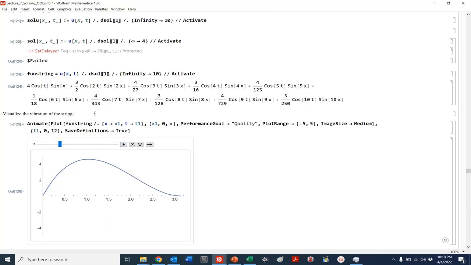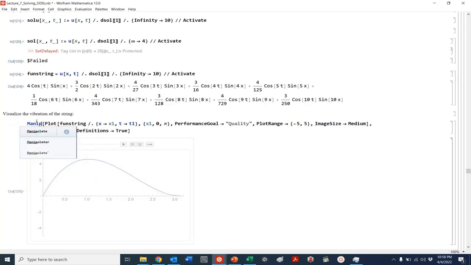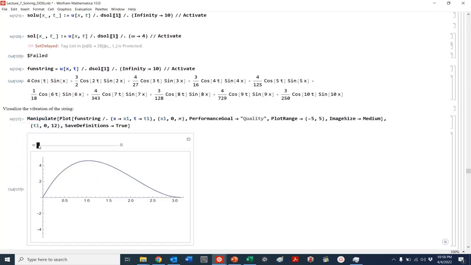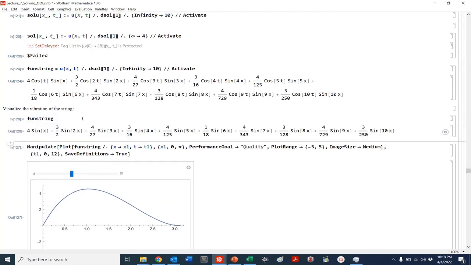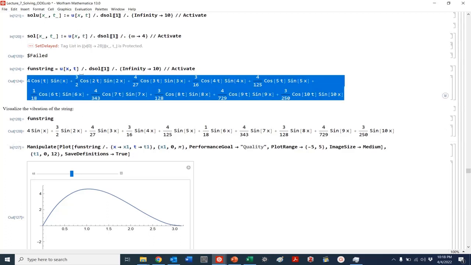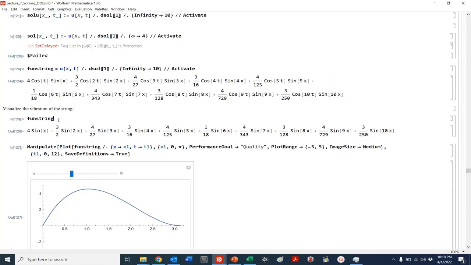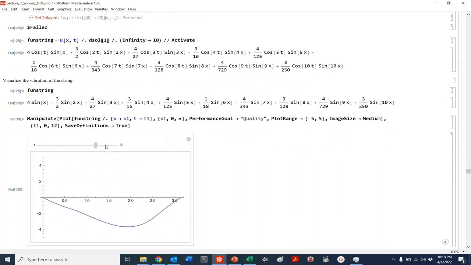My fun string should be able to plot that. Let's look at the different times. It's not liking that function for some reason. Fun string. Let's look at here. For some reason my fun string is not giving me my values of t. There we go. I don't know why that was not liking it, but now we can see those undulations of my string.